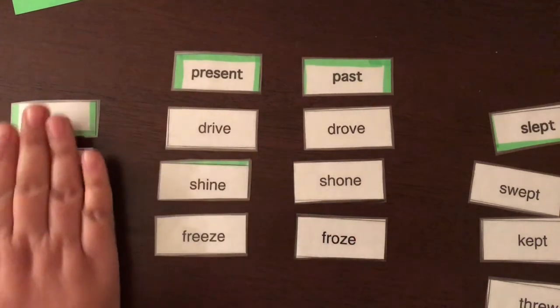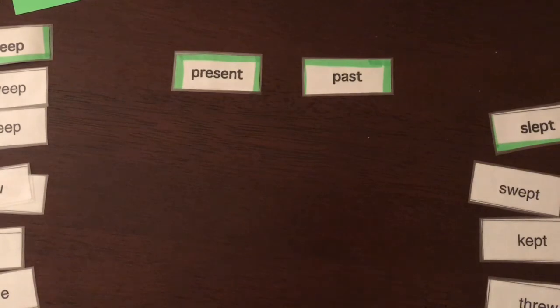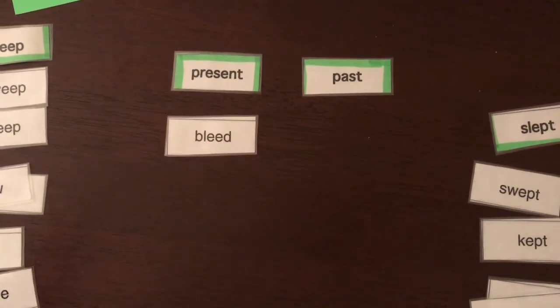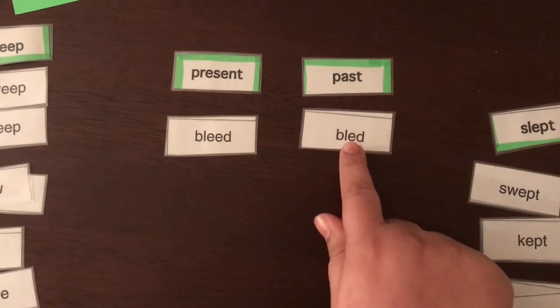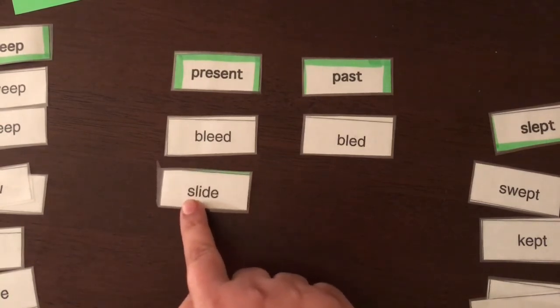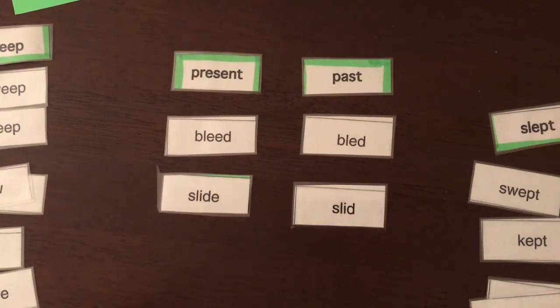Now, the next pattern I want to show you has to do with the long vowels changing to short vowels. So we have bleed. The past tense form of bleed is bled, so it becomes a short vowel. This also applies to slide. The past tense form of slide is slid.